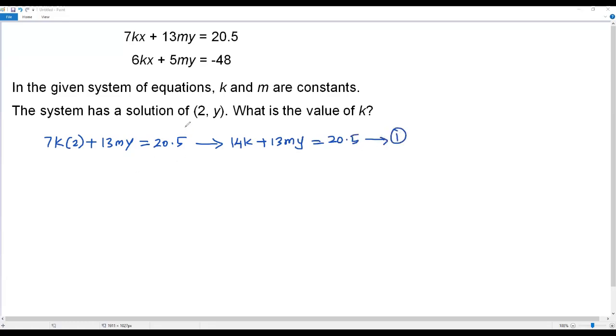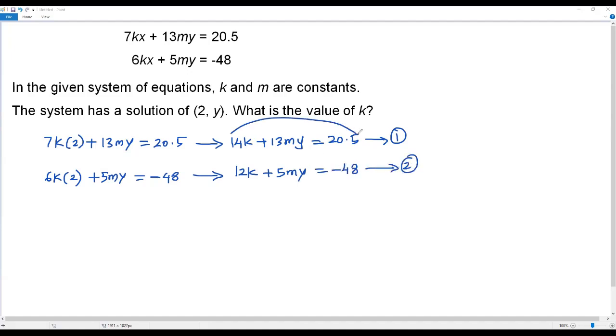Now I'm going to plug in the x coordinate and y coordinate from the given solution for x and y in the second equation. First let me plug in the x coordinate 2 into the second equation for x. That is 6 times k times 2 plus 5 times m times y. When I plug in y for y, I'm getting 5my equals negative 48. Let me simplify: 6 times 2 is 12k plus 5my equals negative 48. I assume this is equation number 2.